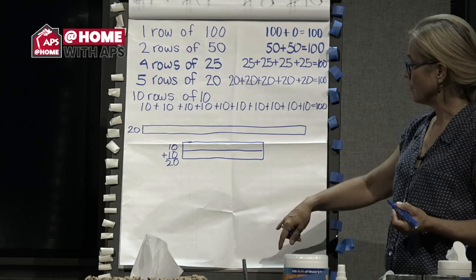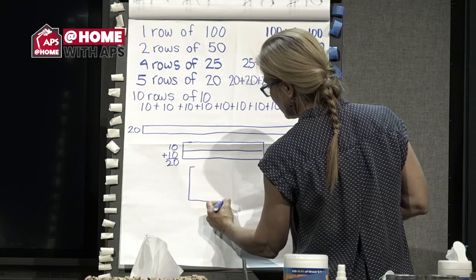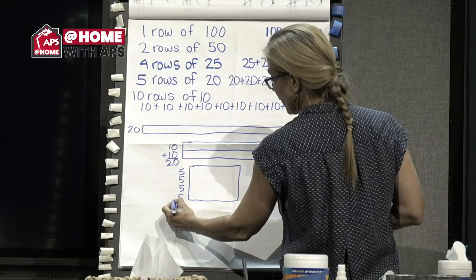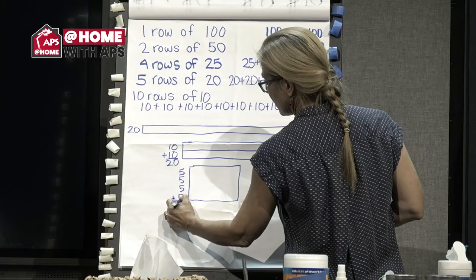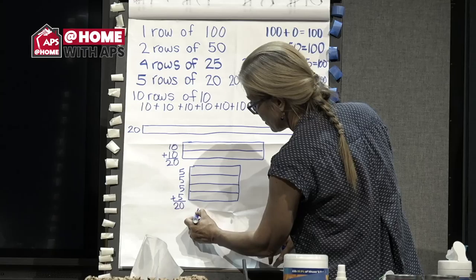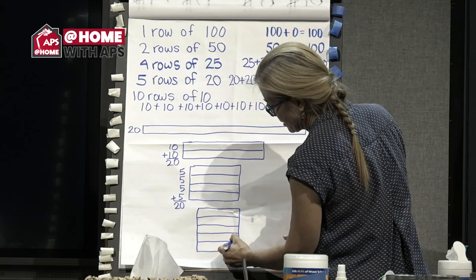Four rows and five rows? We could do rows of 5. Five, five, five, and five. So four rows of five would also give us 20. 5, 10, 15, 20. Could we get five rows? I think it would work for 20 also. Four, eight, 12, 16, 20.